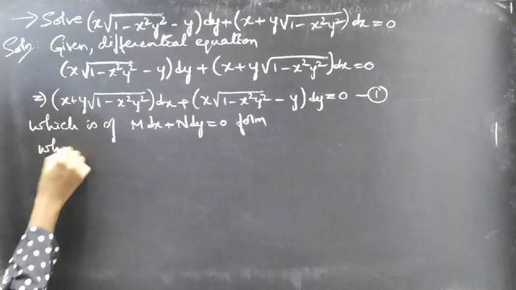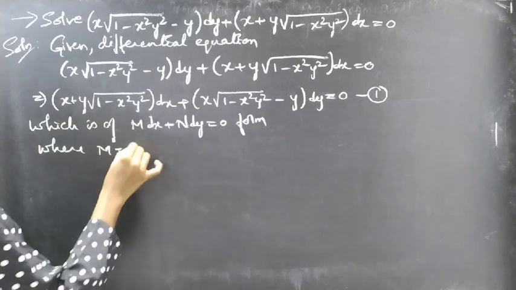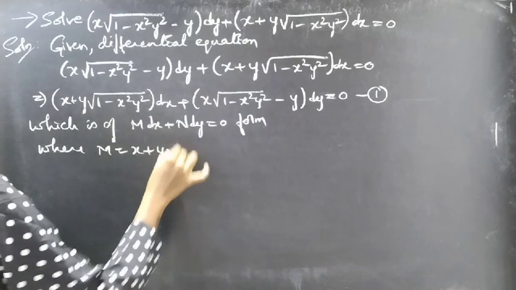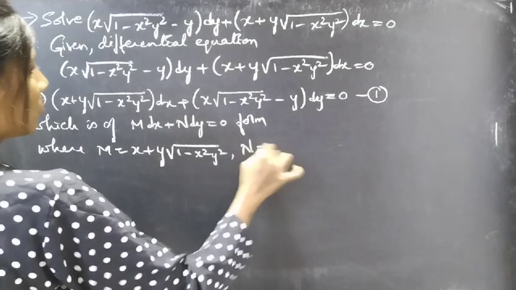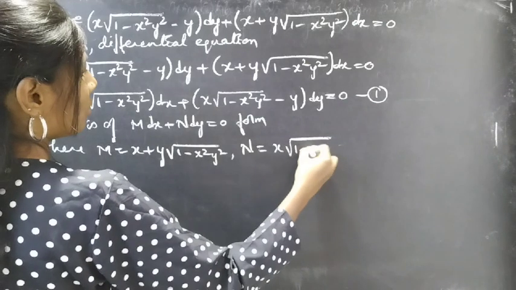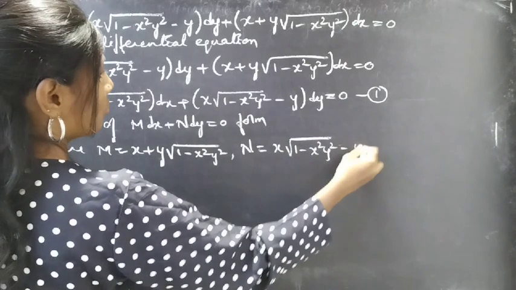Where M equal to x plus y into square root of 1 minus x square y square and N equal to x into square root of 1 minus x square y square minus y.